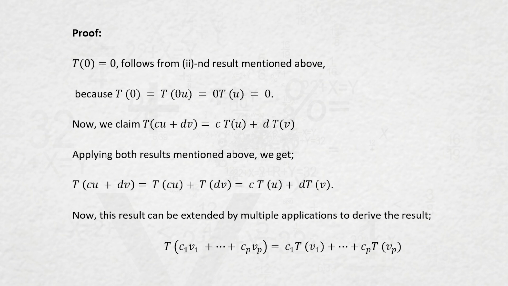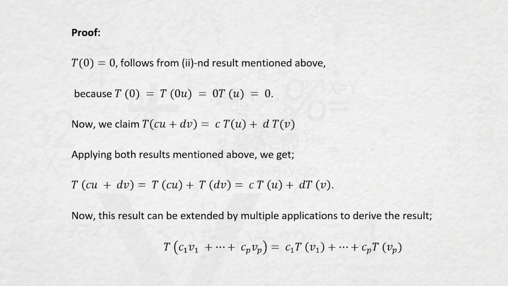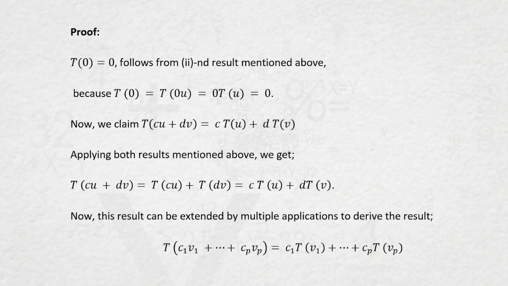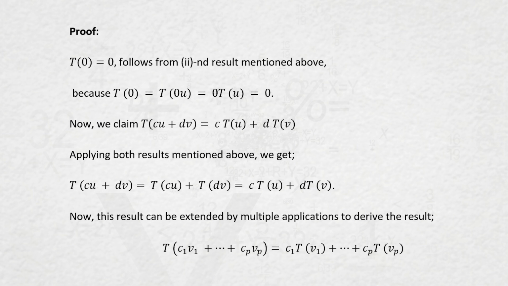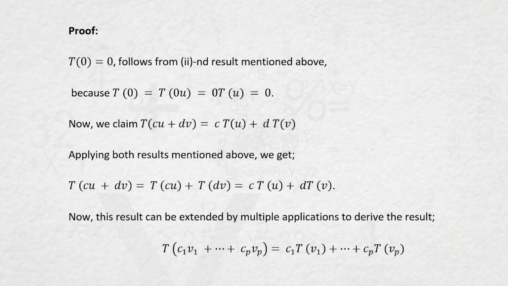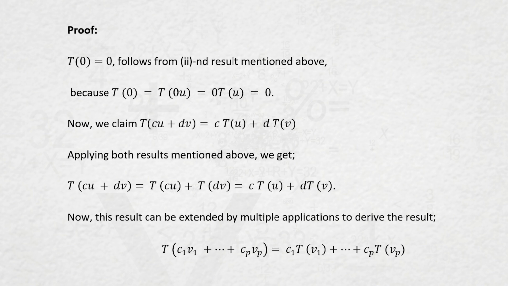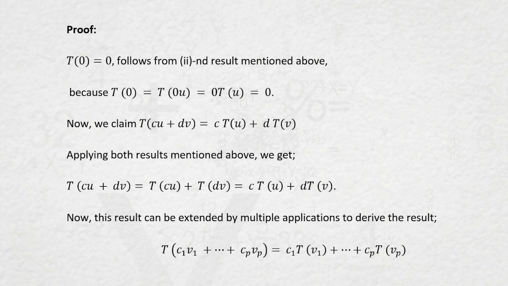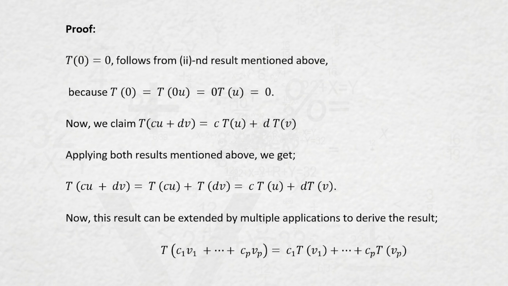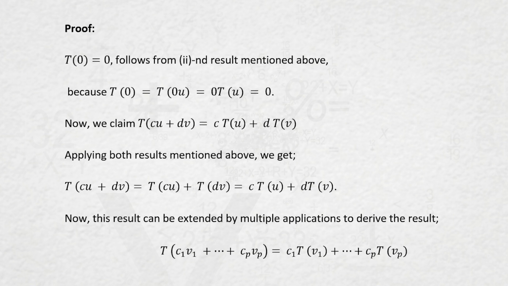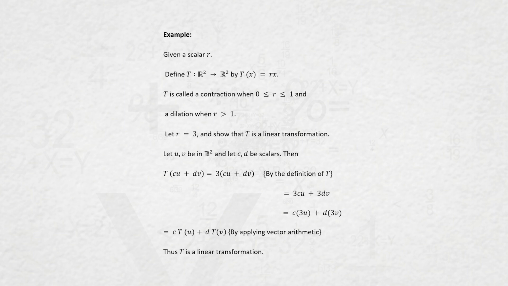Now, the result can be extended by multiple applications to derive the result: T of c1 v1 plus c2 v2 plus etcetera plus cp vp can be written as c1 multiplied by T of v1 plus c2 multiplied by T of v2 plus etcetera plus cp multiplied by T of vp. We shall see an example.